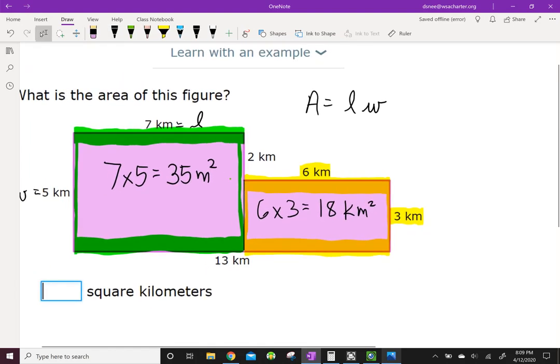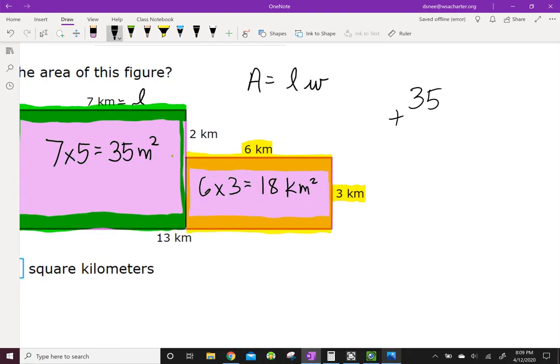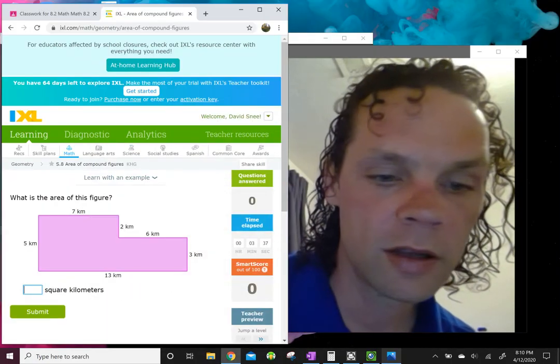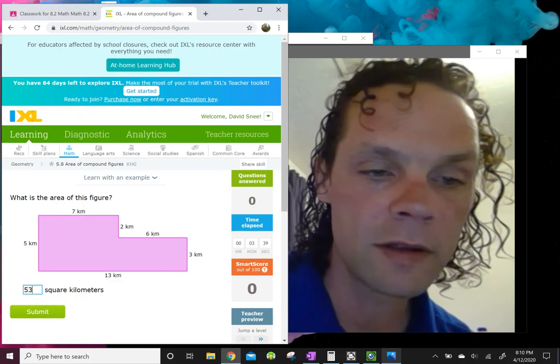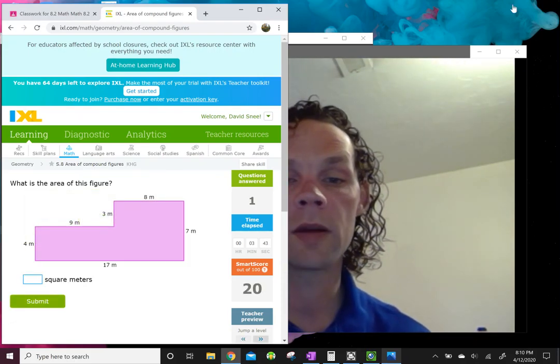Now we're finding the area of this entire compound shape, so we're adding those two values together. We're going to take 35 and add 18. And that's going to be 53 kilometers squared. So then we can just go back here and try that out. 53 and submit. And that's the area of that compound shape, or that composite shape.